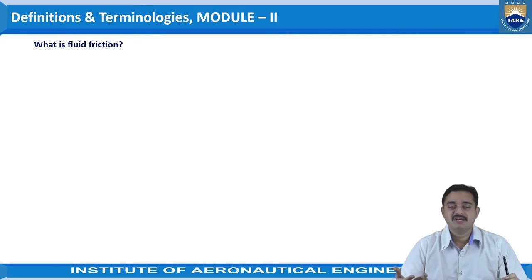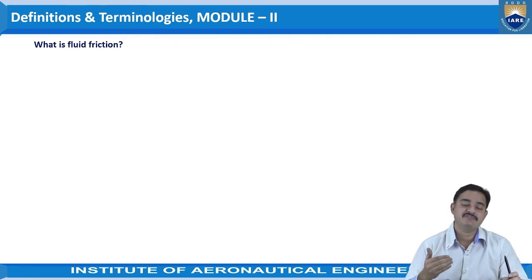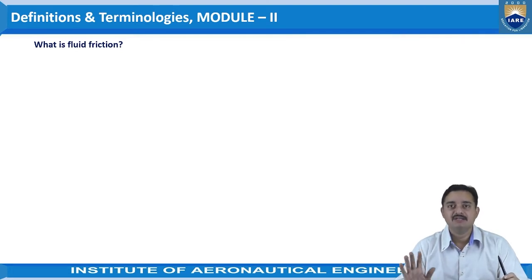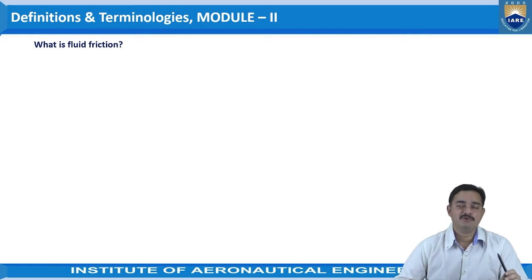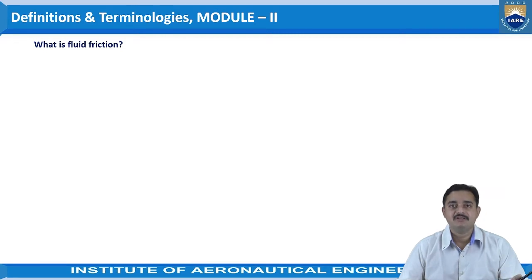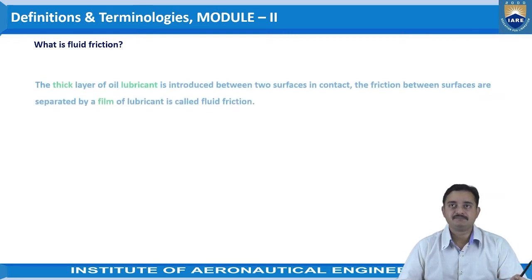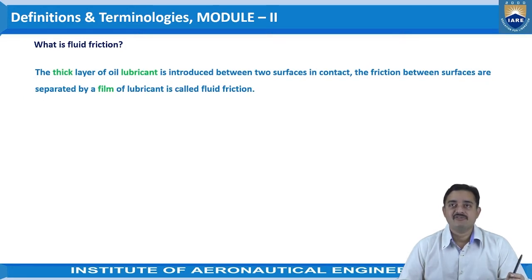As well, the liquid resistance we have seen is that of a ship or a boat traveling in a sea or ocean, where the boat's solid body is in contact with the water. So water will resist the movement of the boat, and the boat will move forward when it overcomes the friction acted upon the contacting surface of the boat by the water. So that is fluid friction, where fluids are nothing but air and water, or we can say liquids and gases. The definition says a thick layer of oil lubricant is introduced between two surfaces in contact. The friction between surfaces separated by a film of lubricant is called fluid friction.